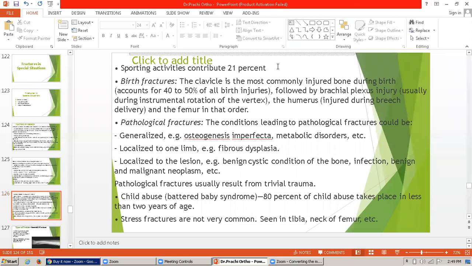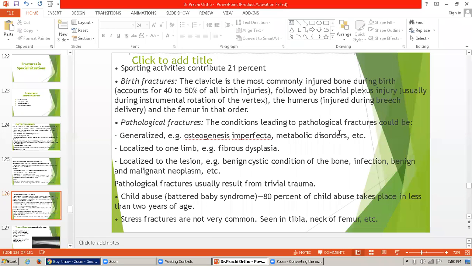So this is about the birth fracture, that is clavicle injury in 50%, which is followed by the brachial plexus injury, usually in the instrumental rotation of the vertex. And when there is a breech presentation, there is a humerus and femur fracture seen in a child. Then pathological fractures.